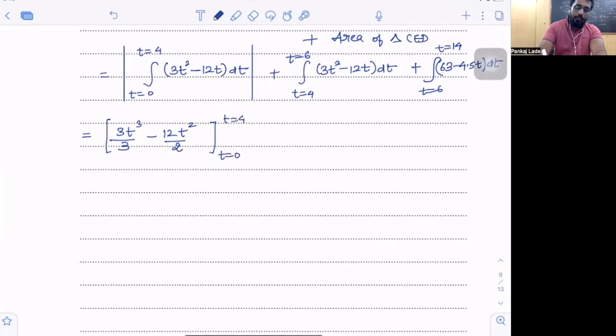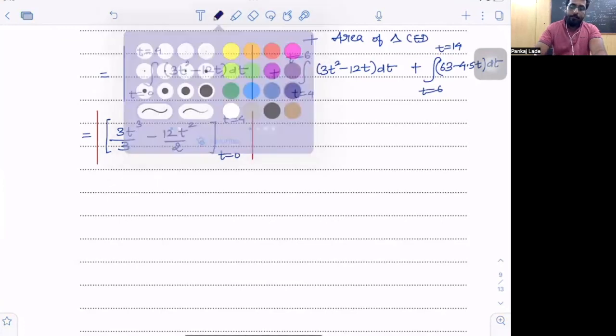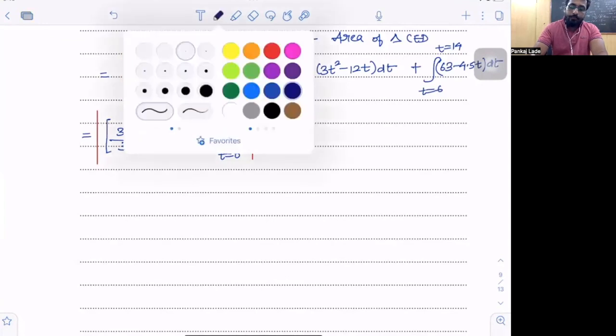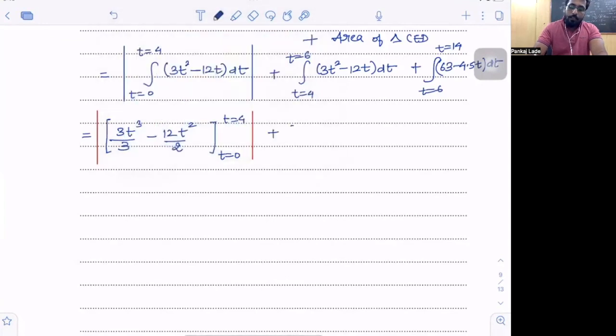And this will be maintained within the modulus sign. Make sure that the first answer is maintained in the modulus sign, since you're finding the area. And then you'll be taking plus, again put a bracket, integration of again 3t square minus 12t, it's going to be same, 3t cube divided by 3 minus of 12t square upon 2.